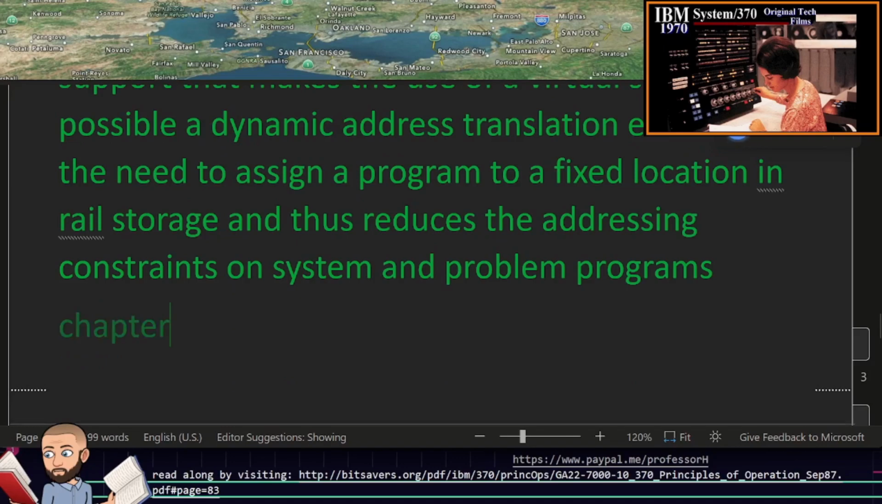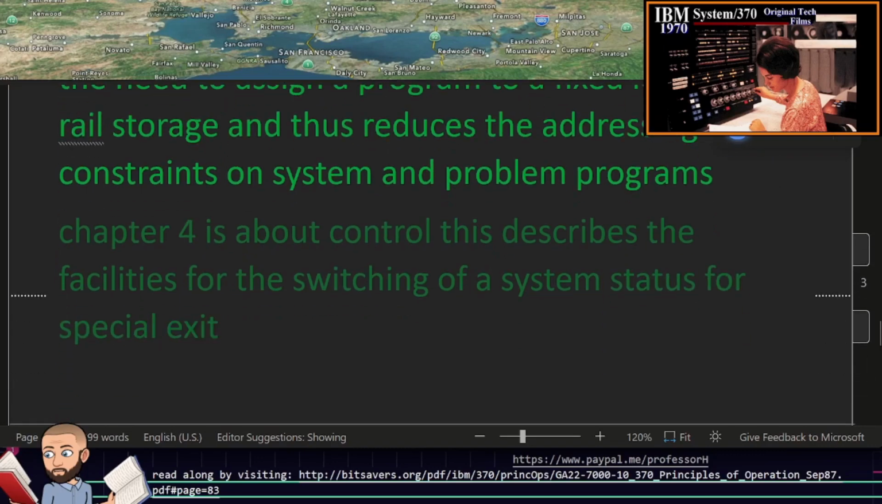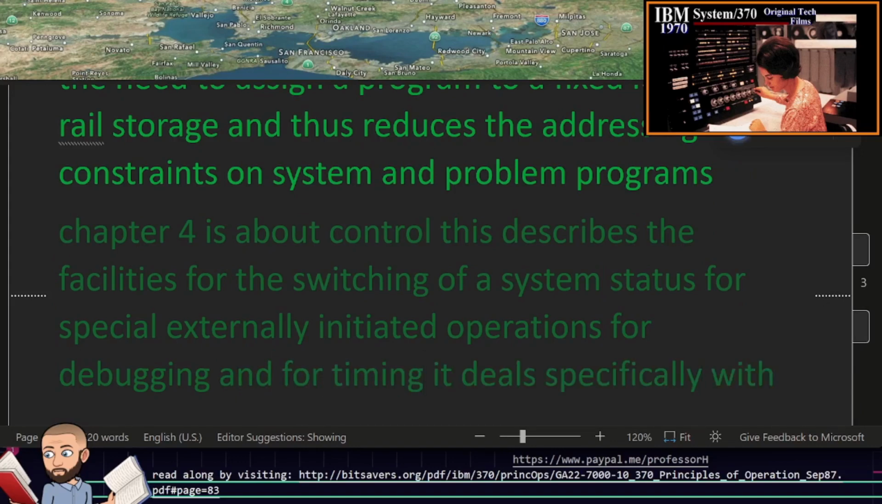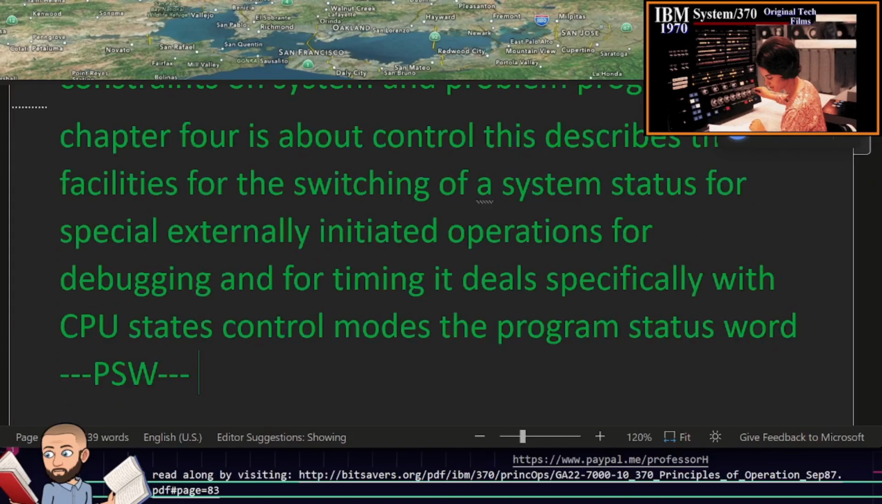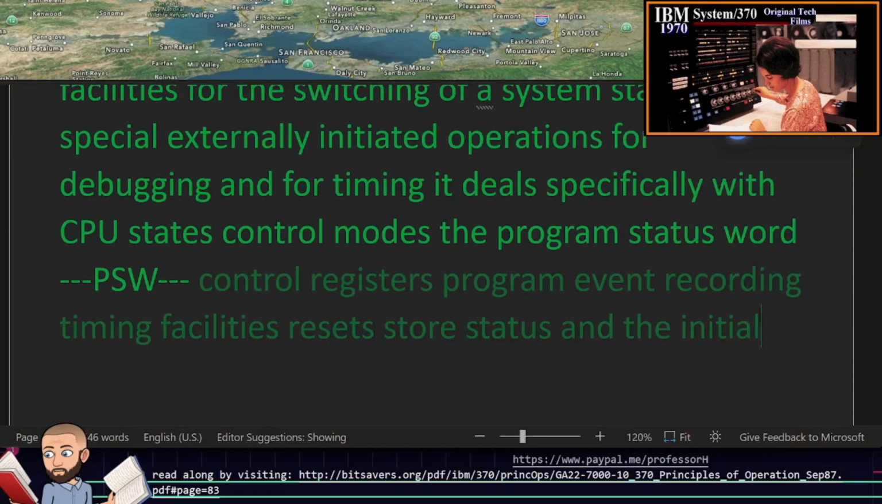Chapter 4 is about control. This describes the facilities for the switching of a system status, for special externally initiated operations, for debugging, and for timing. It deals specifically with CPU states, control modes, the program status word, control registers, program event recording, timing facilities, resets, store status, and the initial program loading.